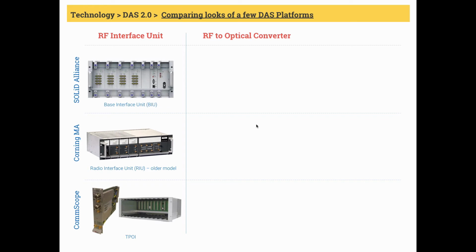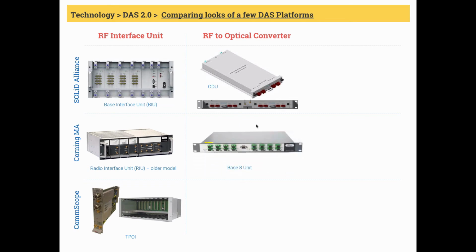We talked about the RF to optical converter. In Solid, those are called ODU, as you have seen in the last slide. In Corning, that's the base unit. In this particular case, it's called a Base 8 unit because it has 8 pairs of fiber connections. And then this is the TFLN for CommScope.